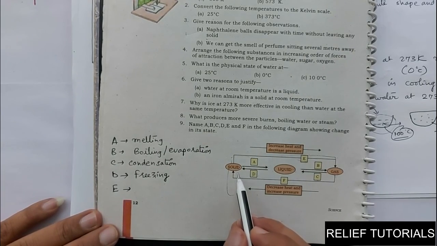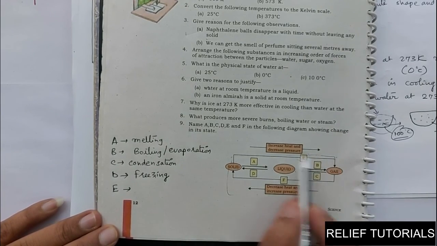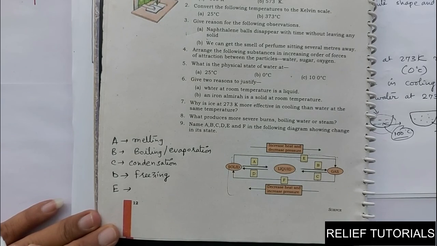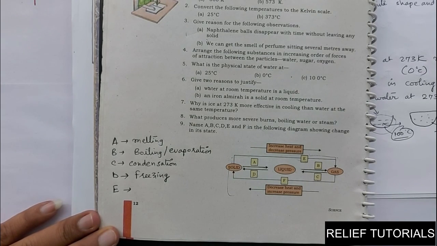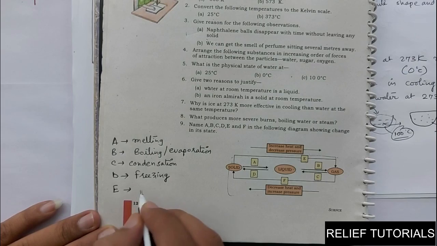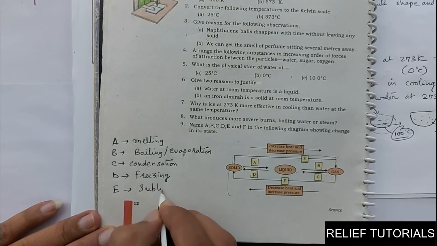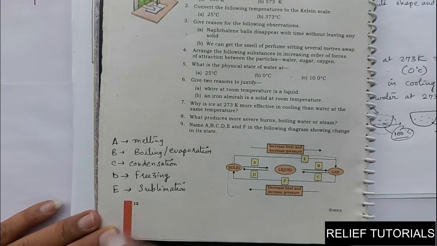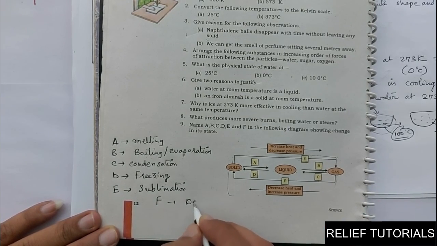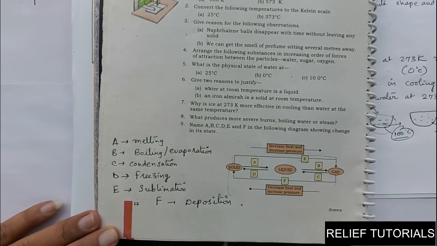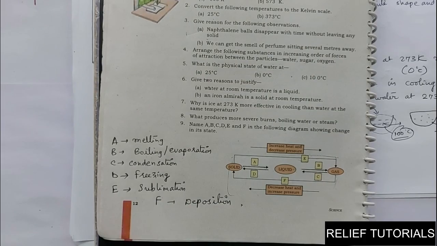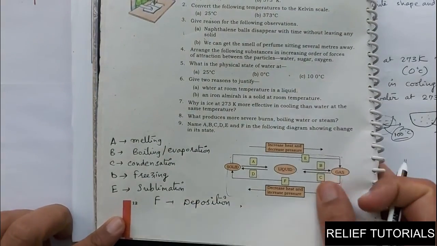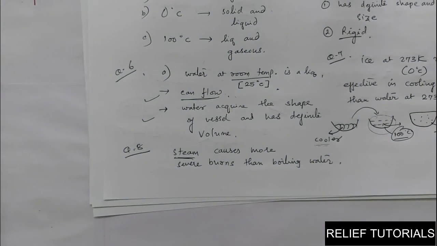E, solid to gas. Solid to gas is sublimation. And F, gas to solid, is deposition. So these are the names of the processes, and here is the end of our exercise in the chapter.